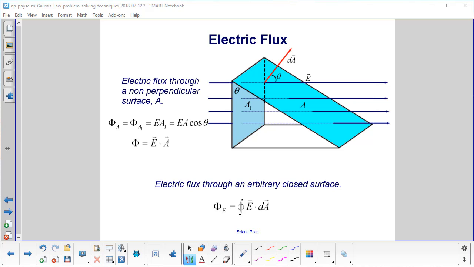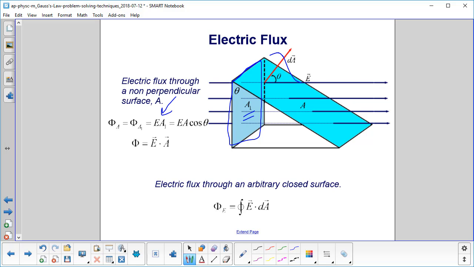We are not always interested in field lines that pass through a perpendicular area. They will pass through some areas that are not perpendicular to it. So how do we calculate the electric flux? Let's look at this picture here. We have a perpendicular area represented A1 over there, and you can see the lines passing through it, and the way you calculate the flux there is just the strength of the electric field E times this area. So you can see that's what it is.